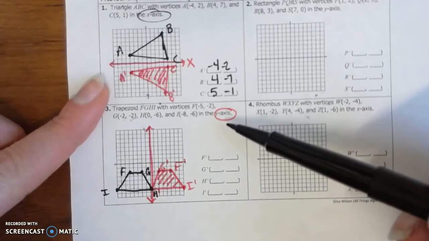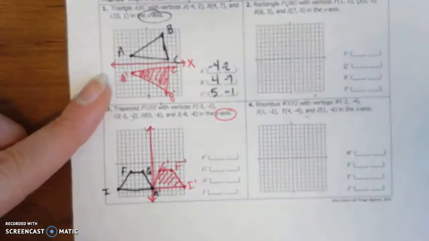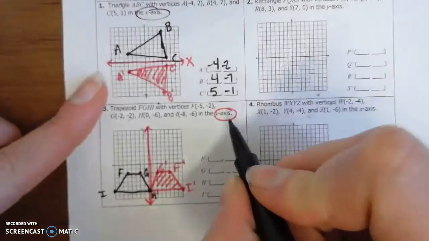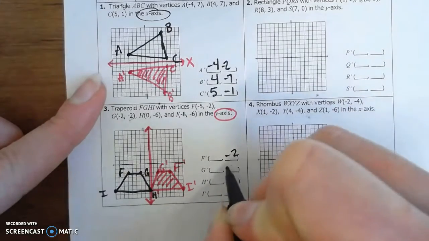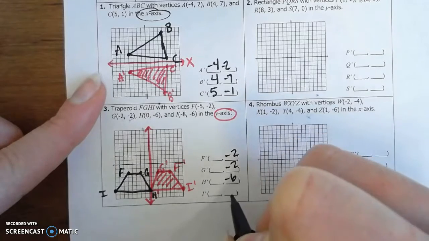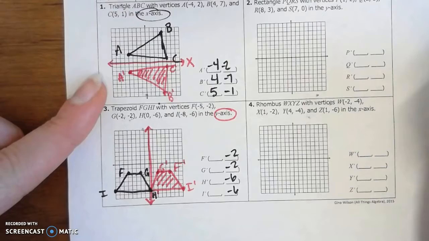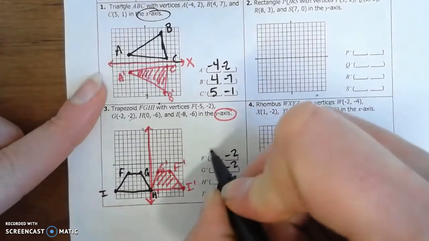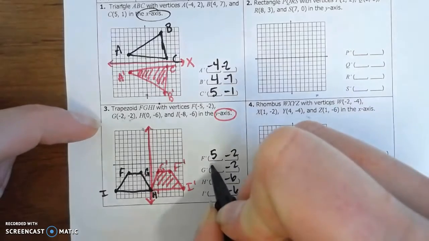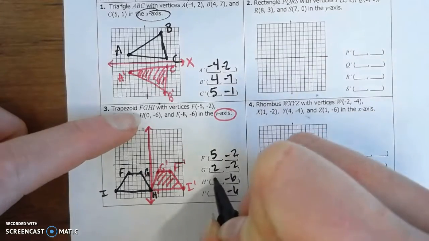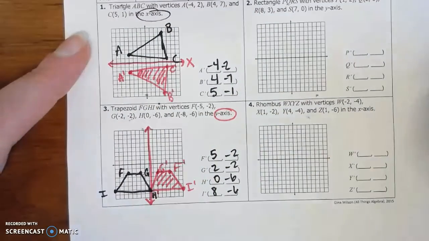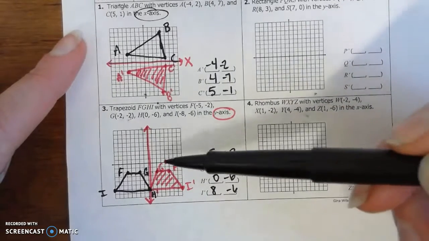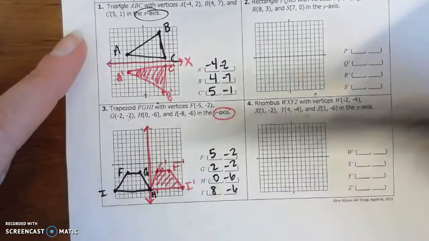Now, if we're reflecting over the y-axis, instead of the y changing, the y's all stay the same. Notice I'm just putting all my y's where they were. But my x's change. So instead of a -5, I have a +5. Instead of a -2, I have a +2. Well, the opposite of 0 is still 0. The opposite of -8 is 8. And then if I verify, I can look and say, okay, I have 2, -2.